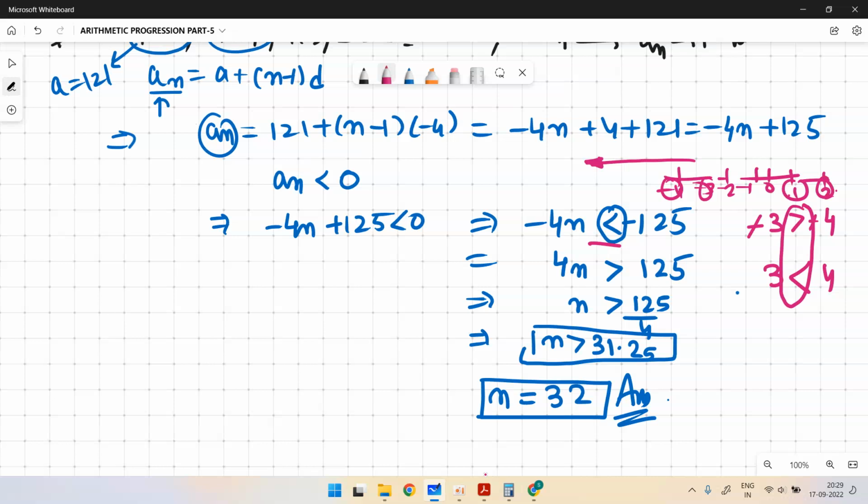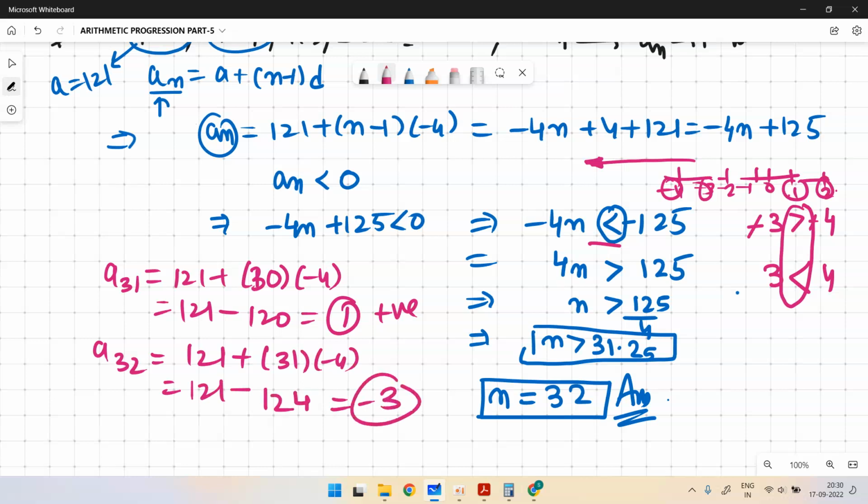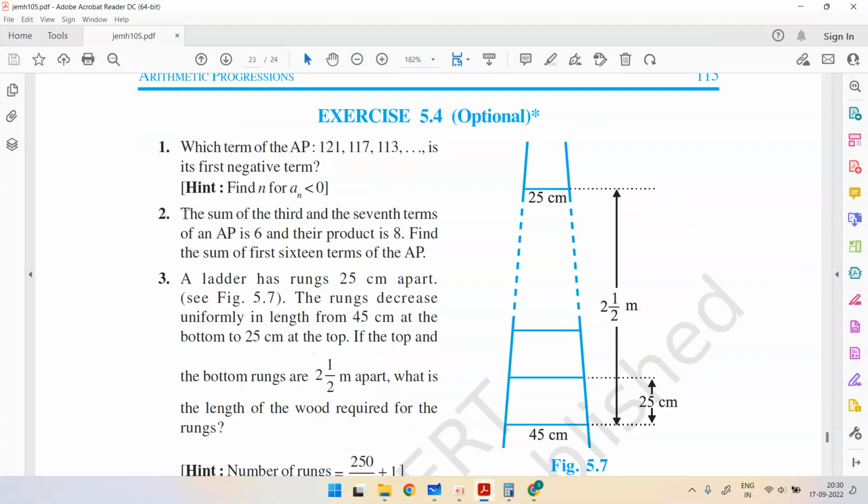So the value of n is 32. Let's check: a_31 is 121 plus 30 into d, which is minus 4, so 121 minus 120 is 1, which is positive. Now a_32 is 121 plus 31 into minus 4, which is 121 minus 124, that is minus 3. This is my first negative. Before this, the 31st term is positive, so 32 is justified. So the 32nd term will be the first negative term of the AP.